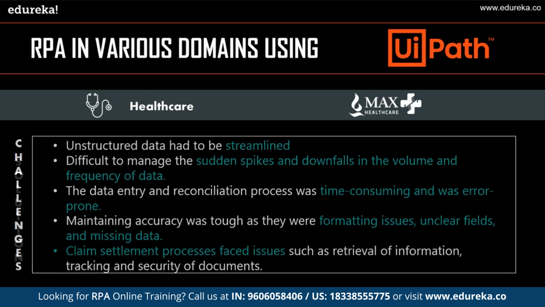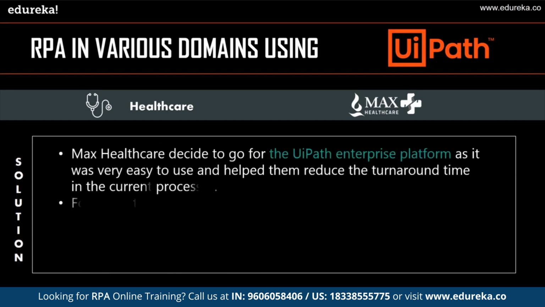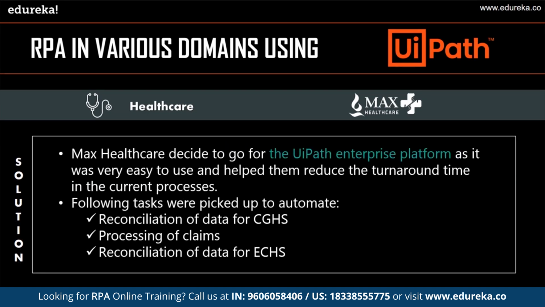So, to avoid these challenges, Max Healthcare decided to go for UiPath's enterprise platform as it was very easy to use and helped them reduce the turnaround time in the current processes. Since the company wanted to start with only a few tasks, they picked tasks such as the reconciliation of data for CGHS, the processing of claims, and the reconciliation of data for ECHS. A UiPath robot was developed to extract the customer related information from PDF files and Outlook messages. After the data is collected, it is populated in a CSV format to integrate with the client's database.